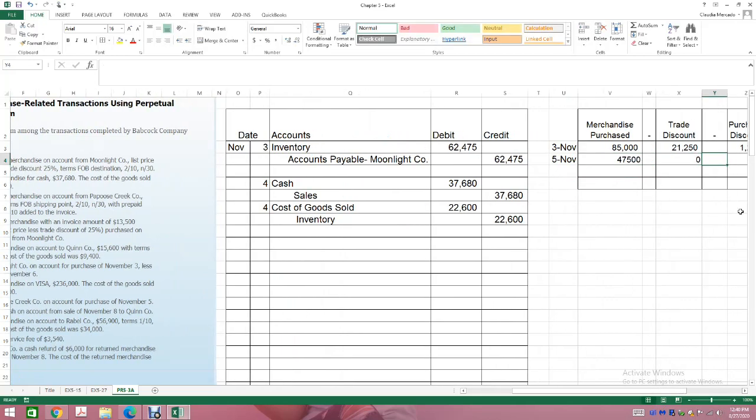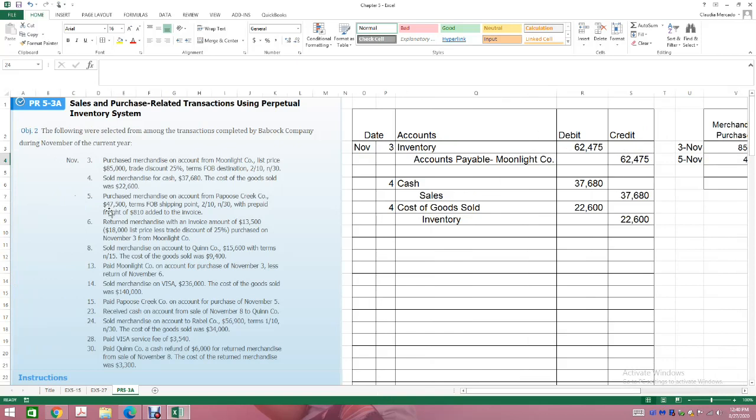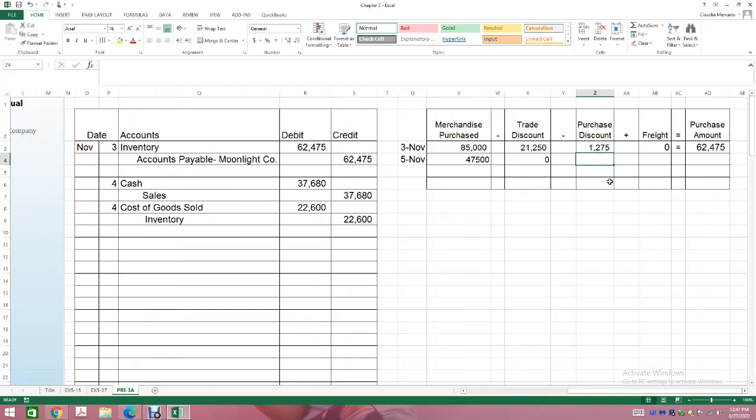They didn't offer any trade discounts. Okay. Now, did they offer a purchase discount? It says here, FOB shipping point terms 2/10 net 30. Yes, they offered a discount of 2% if paid within 10 days. Okay. So what would that discount be? Well, it will be the 47,500 times, and they're giving us a 2% discount. Okay. So that will be $950.